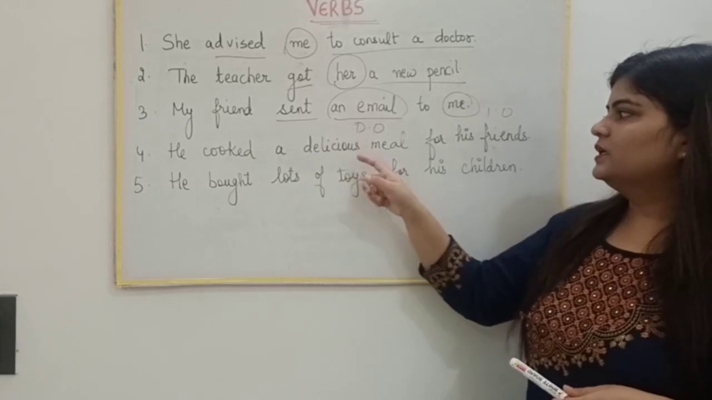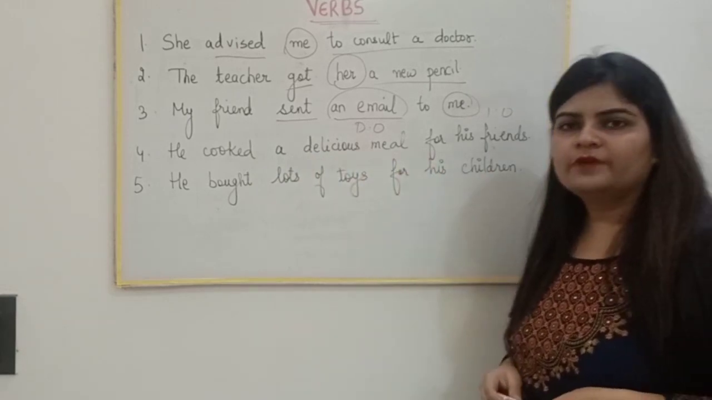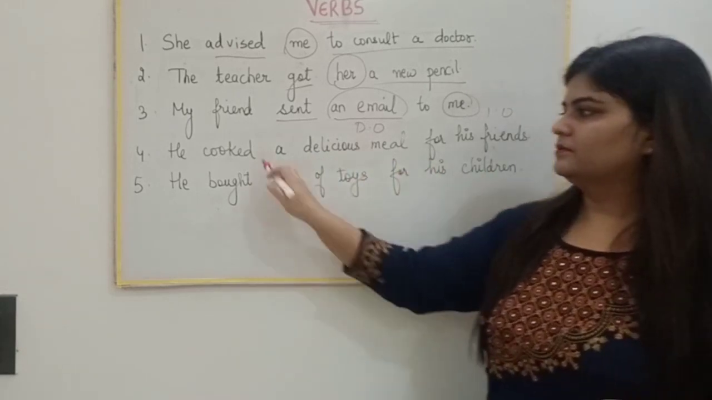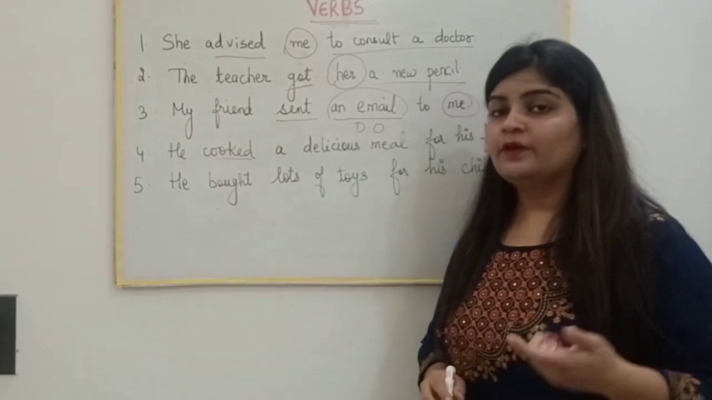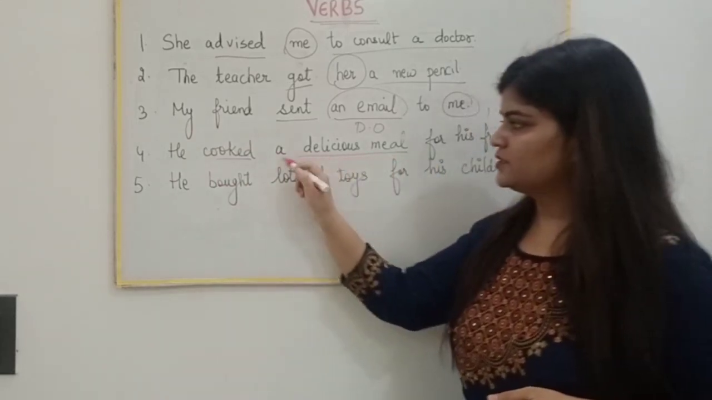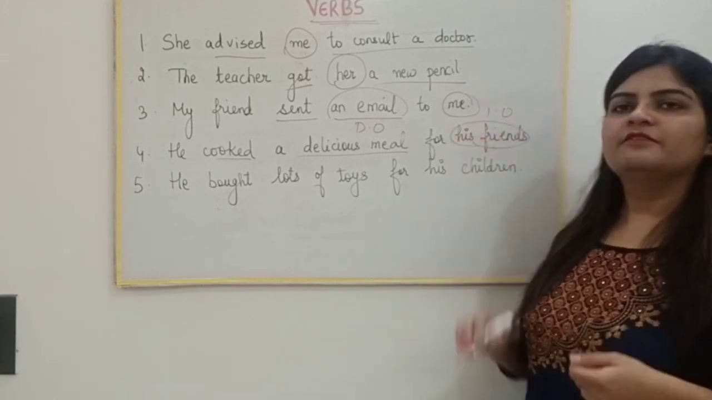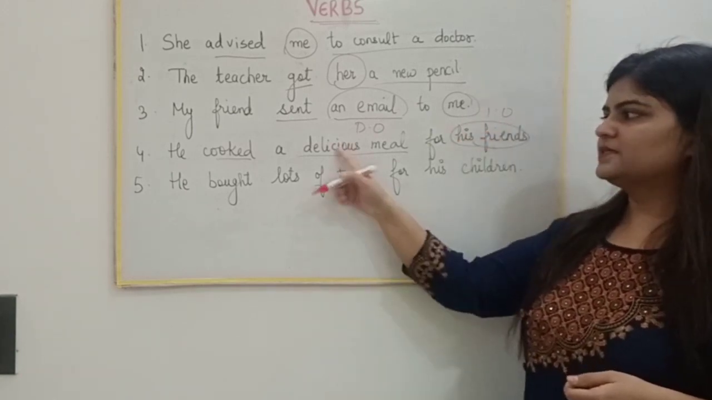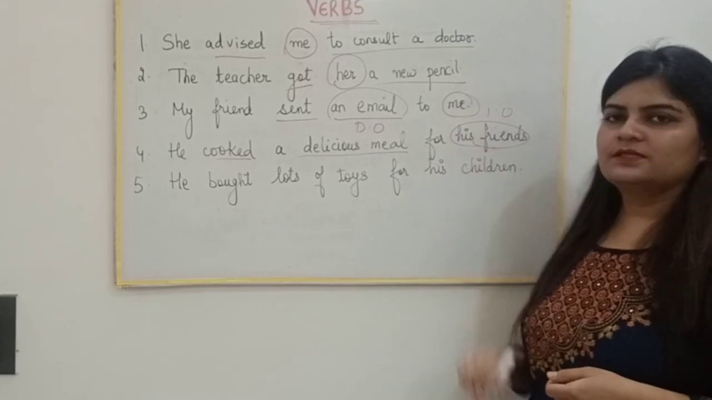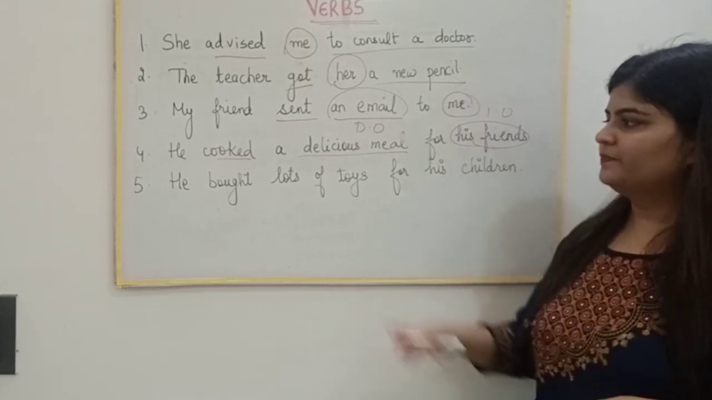He cooked a delicious meal for his friends. Now, verb: cooked. What? A delicious meal. For whom? For his friends. So, this is the direct and this is the indirect object.